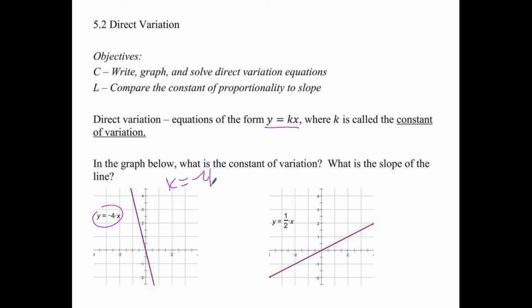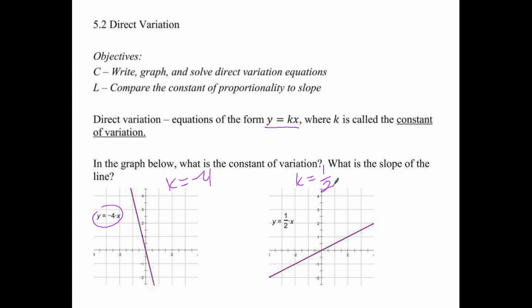Okay? And how about the other equation? What is the constant of variation there? K is 1/2, yeah. All right, it's just the number that's attached to x. That's it. In a direct variation equation, y equals kx, k is the number that's attached to x. That's it. Okay? Now, the second question is, what is the slope of the line?